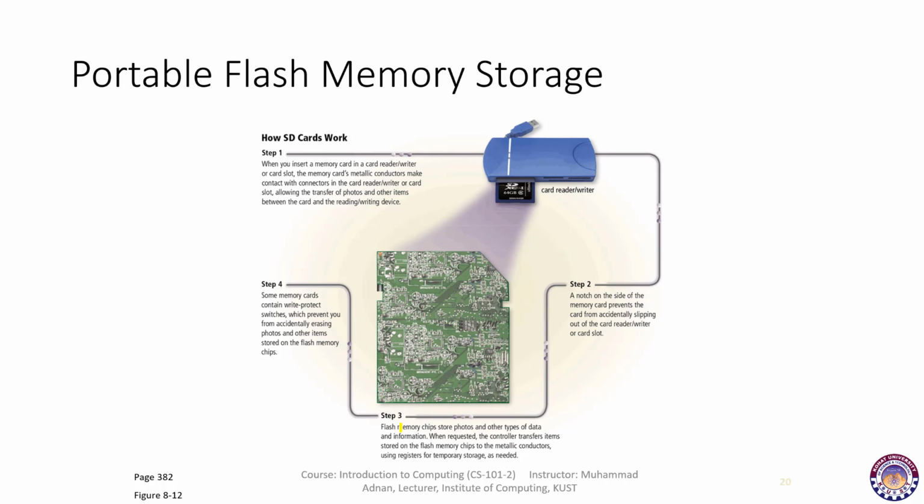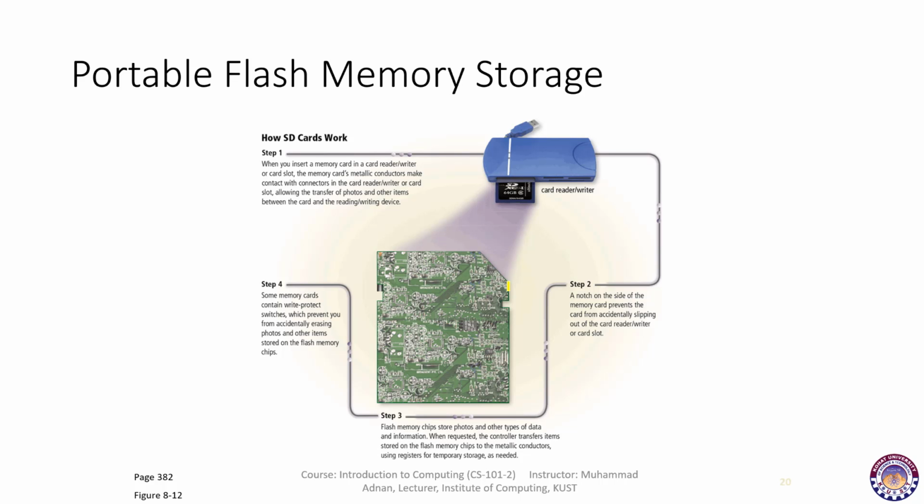So this is the notch, so it will prevent the accidental slipping of cards out of the card reader writer or card slot. In step number three, the flash memory chip stores photo and other types of data and information. When requested, the controller transfers items stored on flash memory chips to the metallic conductors, using registers for temporary storage as needed. And then in step number four, some memory cards contain write protect switches which prevent you from accidentally erasing photos and other items stored in the flash memory.